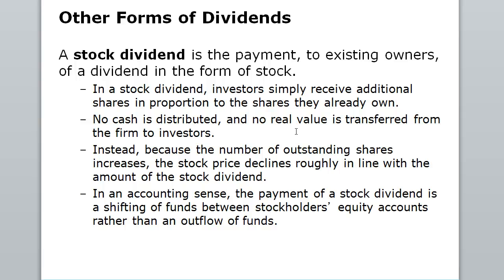So if you had 100 shares and it was a 10% stock dividend, you now have 110 shares. Now, because the number of shares increases, the stock price declines roughly about the same amount of value. So say it was $1 a share and you had 100 shares, that's $100 in stock. Now you have 110 shares of stock.